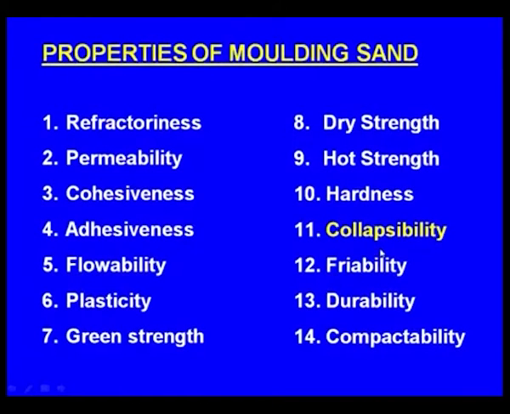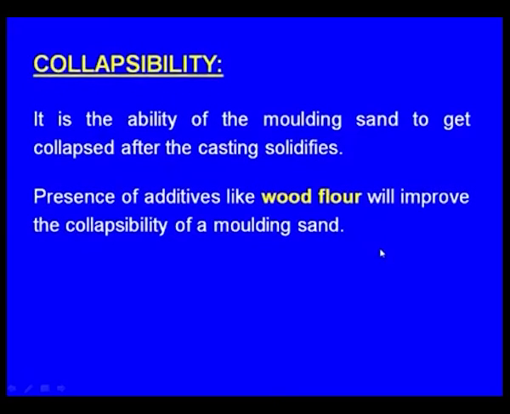Next one, let us see the collapsibility. What is this collapsibility? It is the ability of the moulding sand to collapse after the casting solidifies. Now, what we do after the solidification is over, we make the mould, then we pour the molten metal into the mould. After some time, the molten metal solidifies, and after solidification, what do we do? We break the sand to take the casting outside.